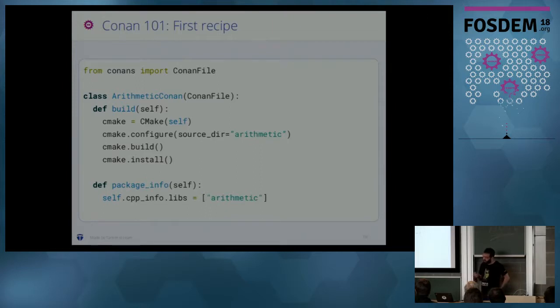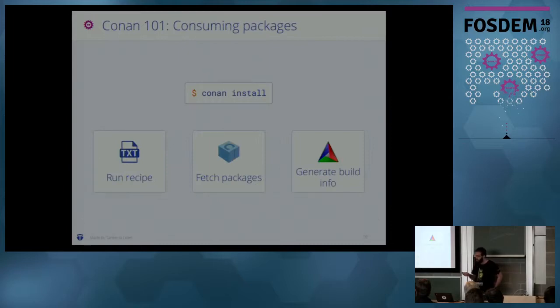And then we need to expose to our consumers some information, in this case, which library they need to link against. There are other attributes by default, like the include directory, which is named include by default, so you don't have to specify that. So then to consume a package, you need to use the Conan install method.